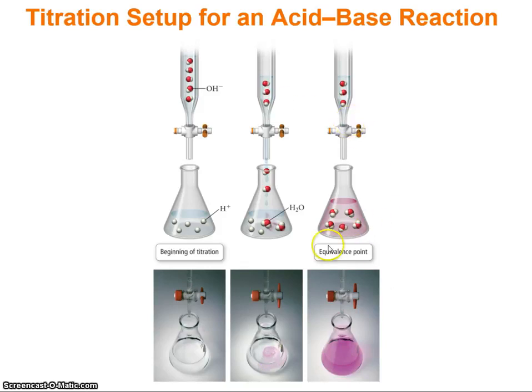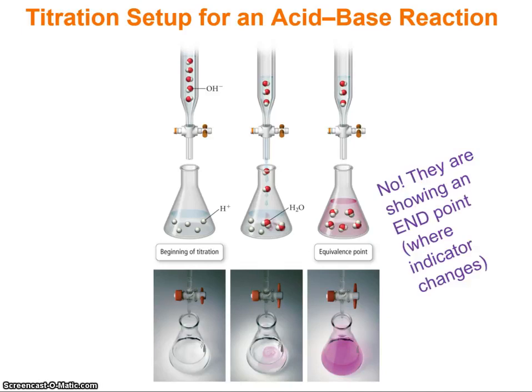So this equivalence point here we said was this endpoint was an approximation of the equivalence point. This should really be endpoint in here, and they are showing that as an endpoint, not the equivalence point. We will find that using the pH to monitor our titration's progress is actually going to let us determine the real equivalence point rather than just the endpoint.